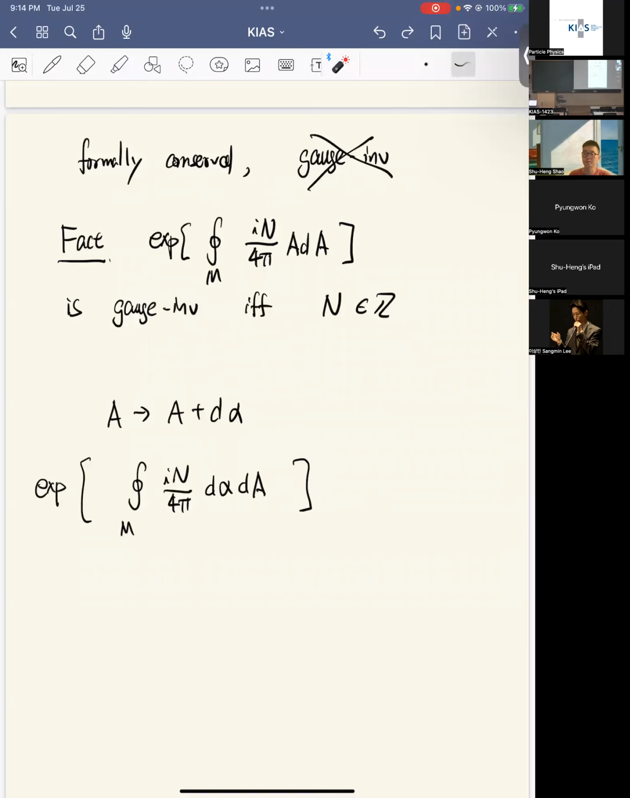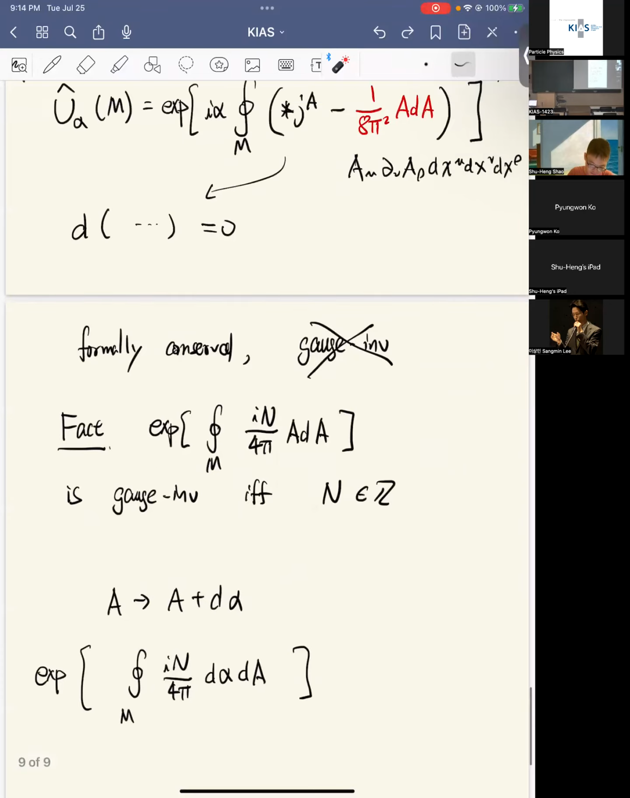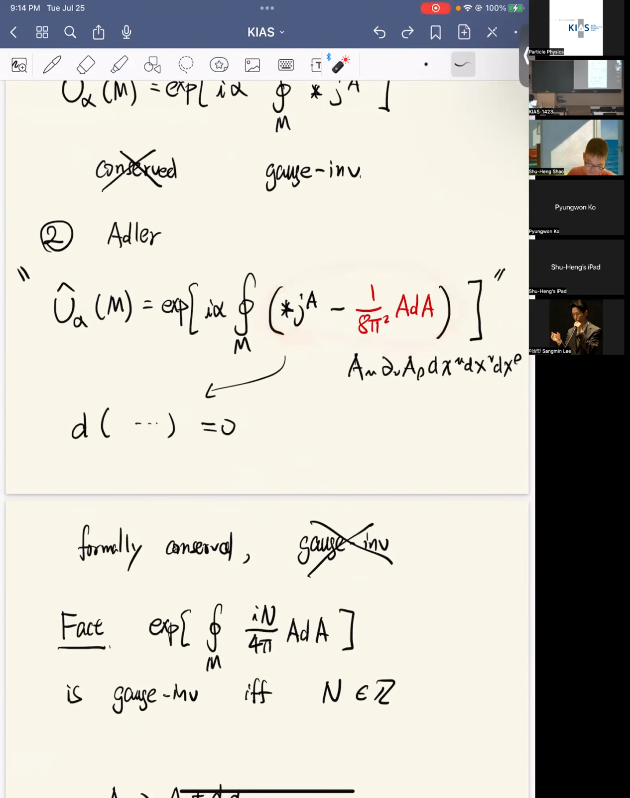Any other questions? Shu-Heng, can I ask a question regarding this non-gauge invariant current? I know this sounds very crazy, but could it be possible to replace this Chern-Simons term by the eta invariant?